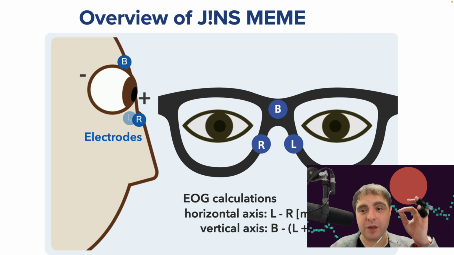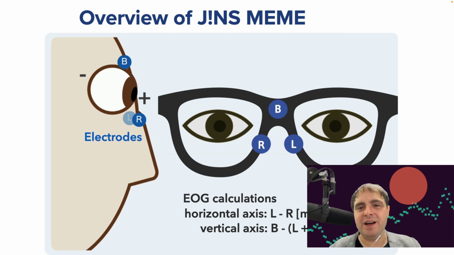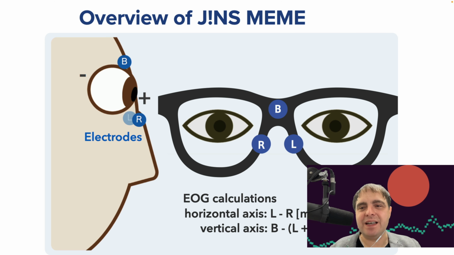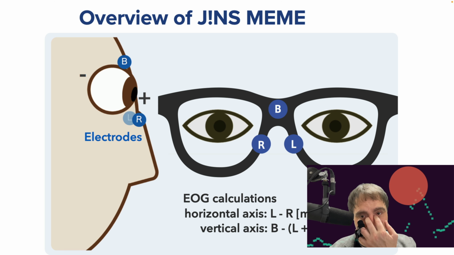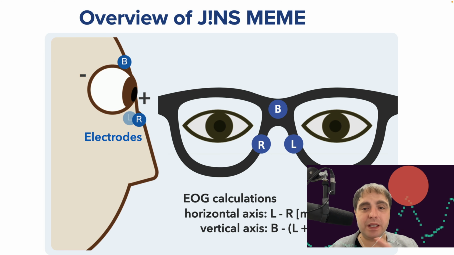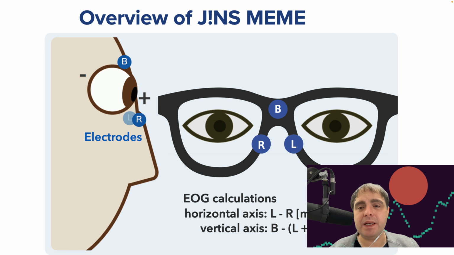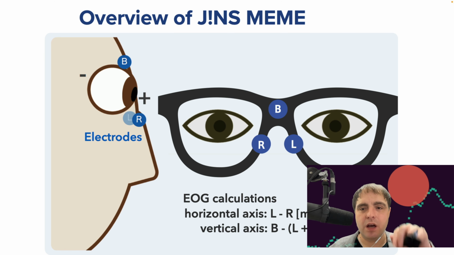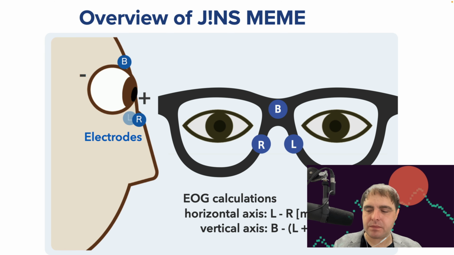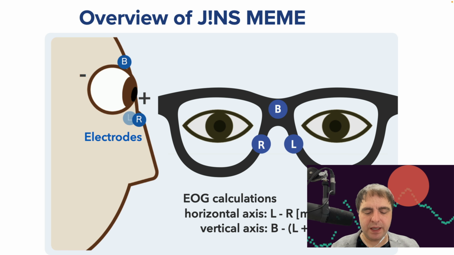The electrodes move to the back to your visual cortex. So that's why you have a negative charge in the back and a positive in the front. And now JINS MEME uses the left and right electrodes next to the nose to detect the horizontal movement, and also the top electrodes and the two bottom electrodes to detect a vertical movement. So I can try and show you a small demo.